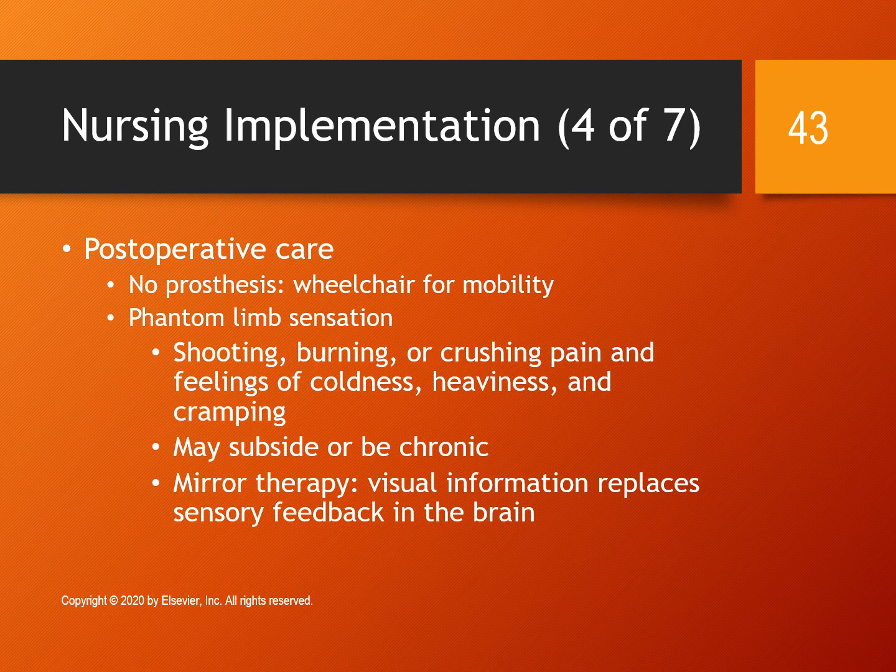And going back to phantom limb sensation, so this is basically a nerve pain. The nerves are still firing even though they've been severed. It can be acute or chronic, and one thing that we can do to help patients with this is mirror therapy, and this allows visual information to replace the sensory feedback in the brain. So the patient will literally sit in front of a mirror and look at the extremity to help with the phantom pain, but we still want to manage phantom pain because it's very real to the patient.